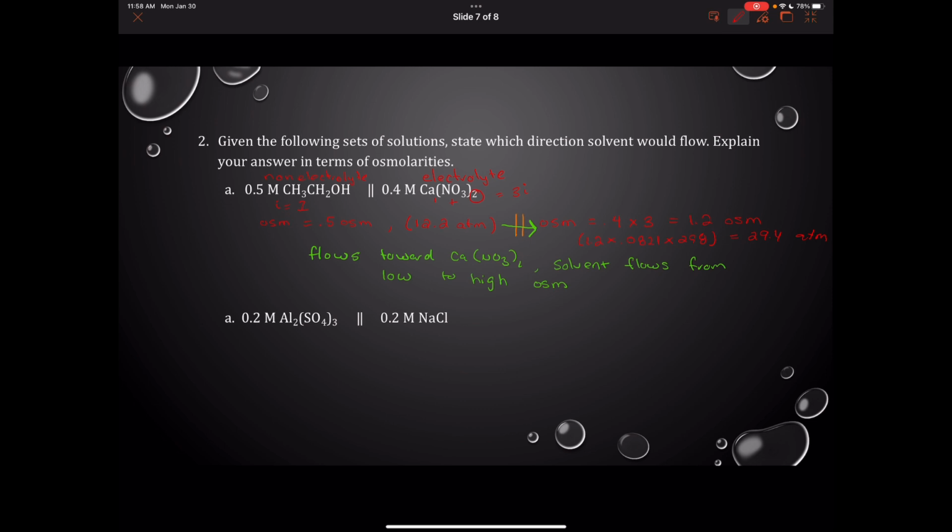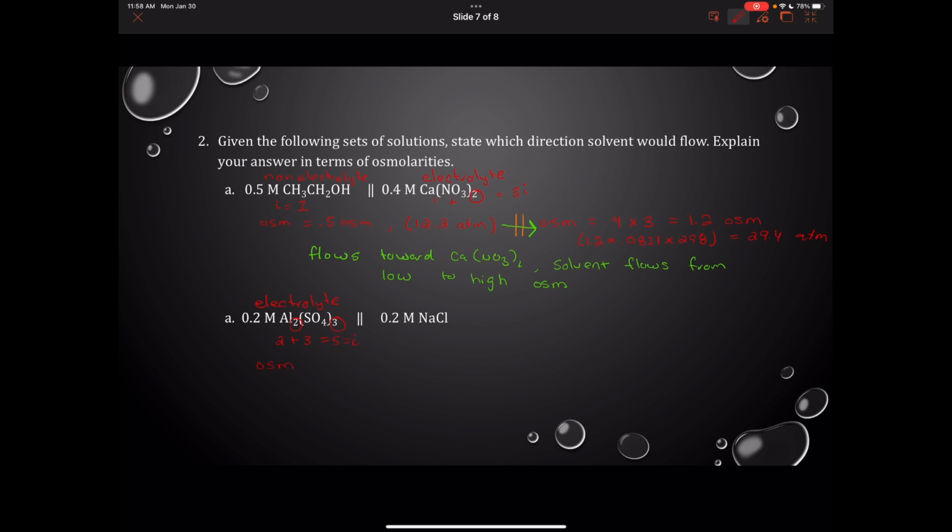So looking at our final problem here, I've got a 0.2 molar aluminum sulfate solution separated from a 0.2 molar sodium chloride solution. Aluminum sulfate has aluminum, which is a metal that makes this ionic and an electrolyte. So I can look at my subscripts. This means I need 2 aluminums, 3 sulfates. 2 plus 3 gives me an i value of 5.